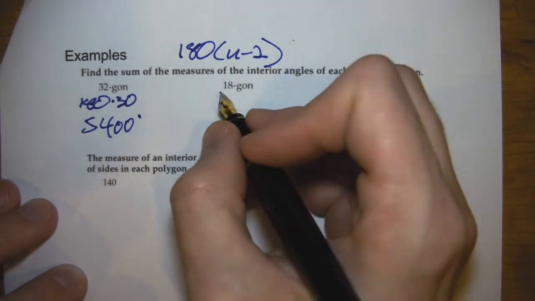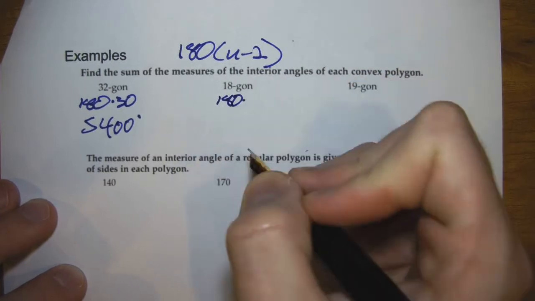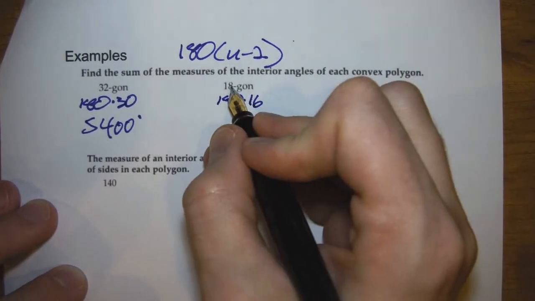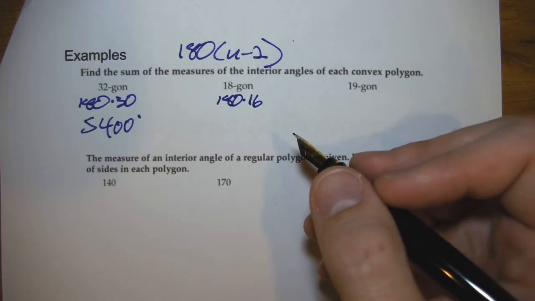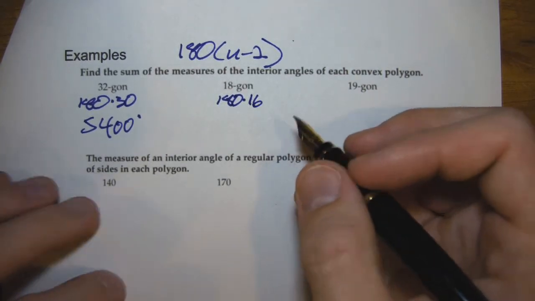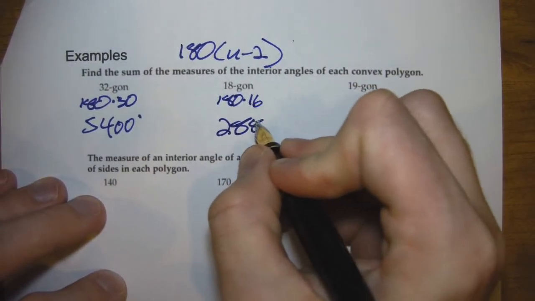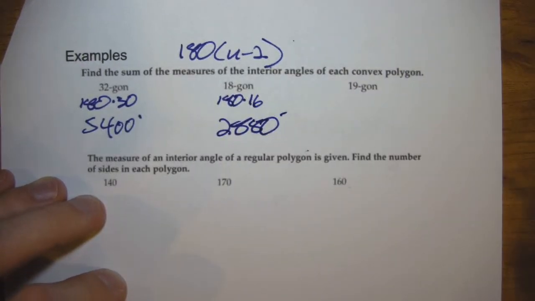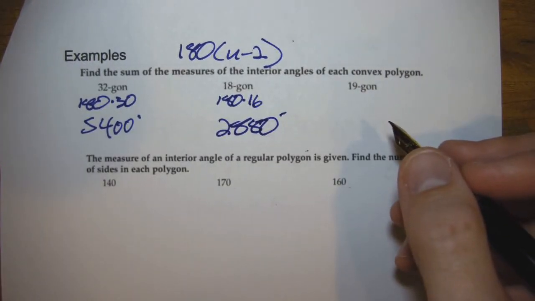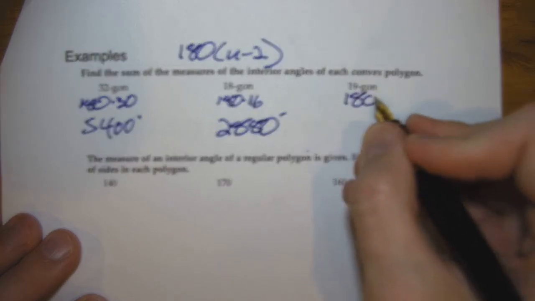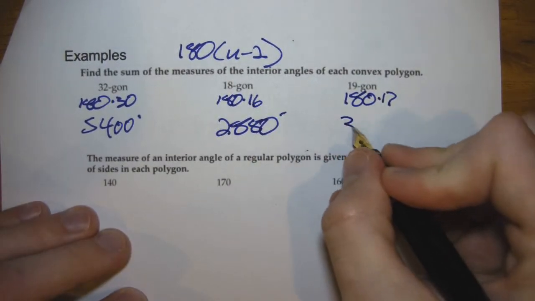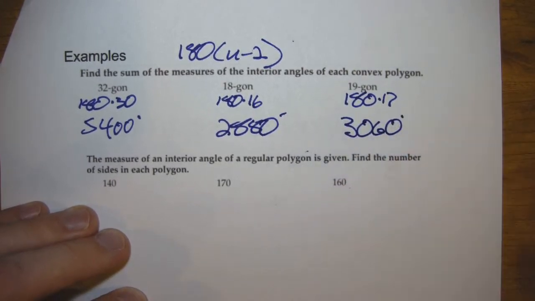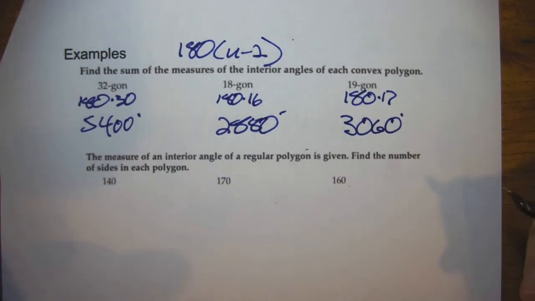All right, an 18-gon. So the same story. We're going to take 180 and multiply that by 16. Again, we'll take n and subtract 2. So 18 subtract 2 is 16. So 180 multiplied by 16 is 2,880 degrees. Cool. And then a 19-gon, well, we would do basically the exact same thing. The only difference is instead of 16, it would be 17. So 3,060 would be your work there. Pretty simple and straightforward. Let's try the next one.